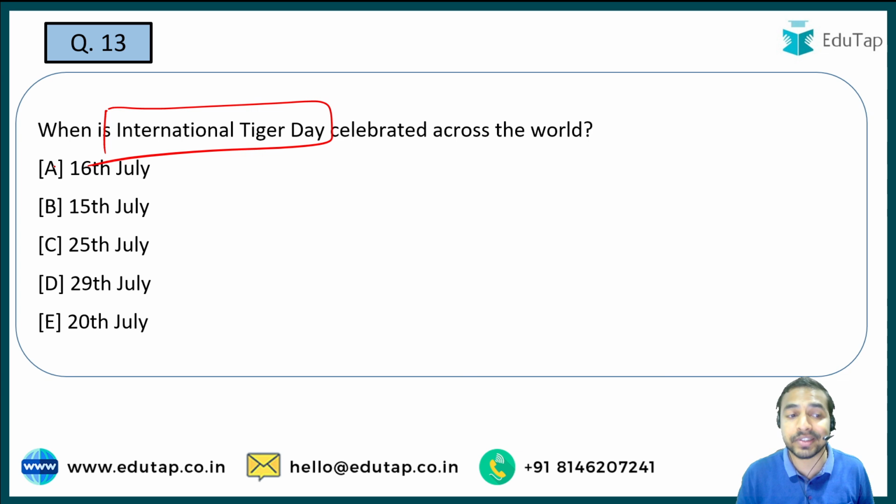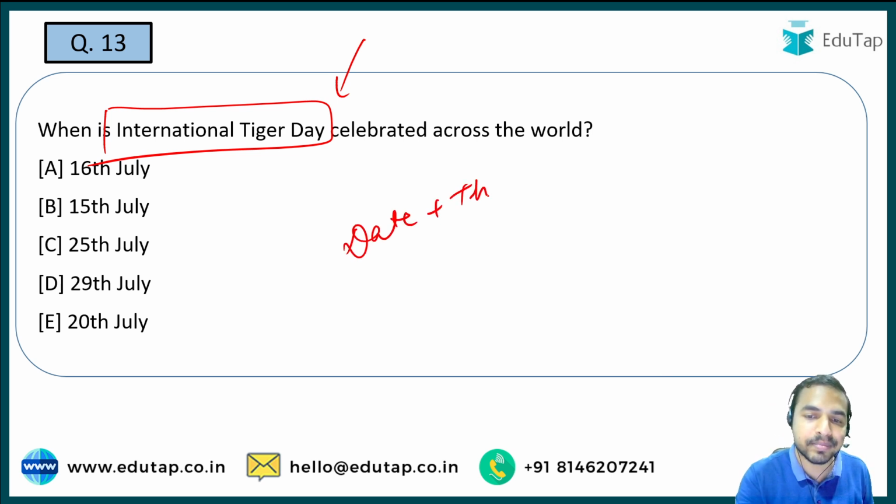And here the options are 16th July, 15th July, 25th July, 29th July or the 20th July. So quickly tell me in the comment section what exactly is the date. We always tell you that whenever you find an important day, you are required to remember the date as well as the theme.